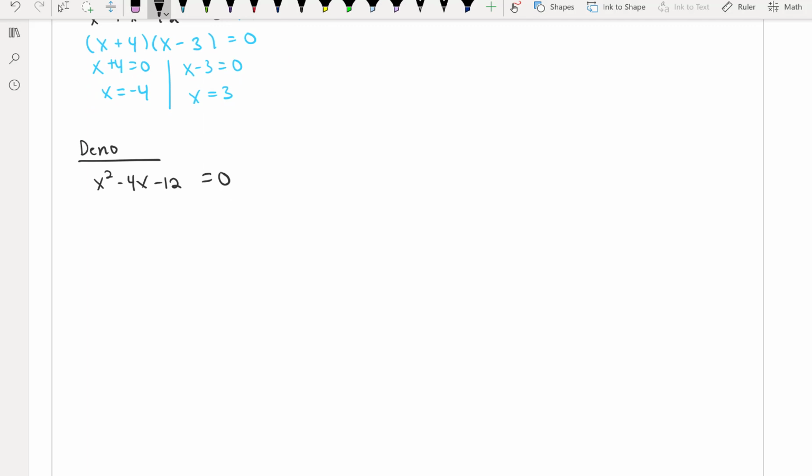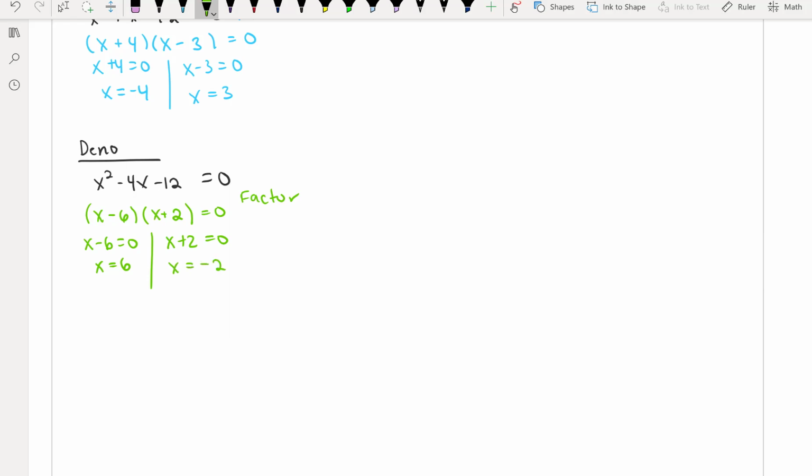Again, I can factor this, but because my middle term is different, I'm going to be factoring it slightly differently. I'm going to have 6 and 2 gives me 12, and a negative 6 and a positive 2 will give me a negative 4. So x minus 6 is equal to 0, so x is equal to 6. x plus 2 is equal to 0, so x is equal to negative 2.